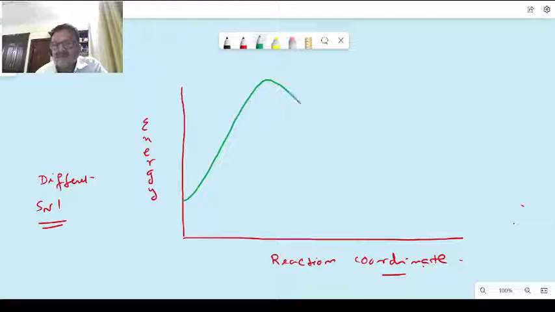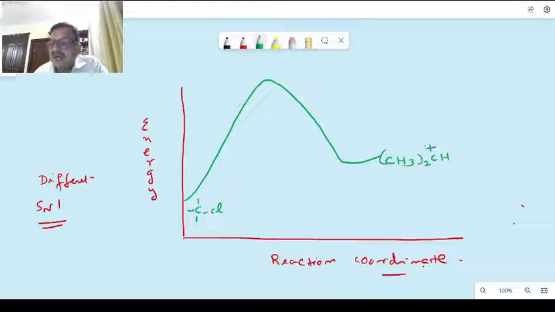So this curve will be something like this, we can say. Okay, so here we have the reactants, say C, whatever it is, the Cl we can write here. This is our reactants here. So here the product will be a secondary carbocation. This is a less stable carbocation, less stable.